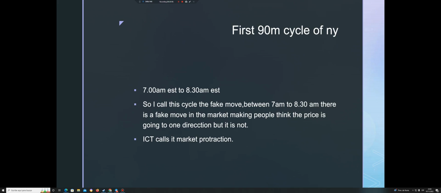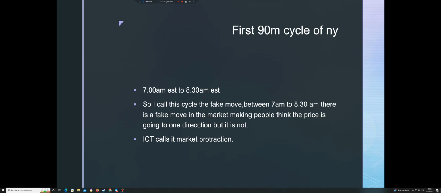So basically, between 7 a.m., 7:30 until 8:30, what the CLS does is move the price in one direction, and then at the second cycle of New York, there is the real move. Of course, like I told you, this is not always going to happen like this, but most of the time, I promise you, go and check and study the charts. Most of the time, a fake move on the pre-New York is going to happen.